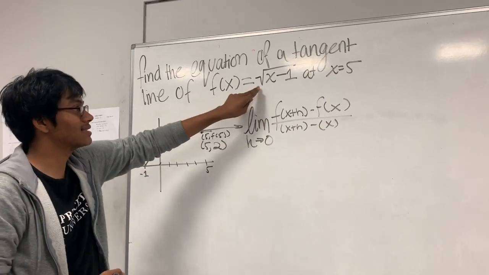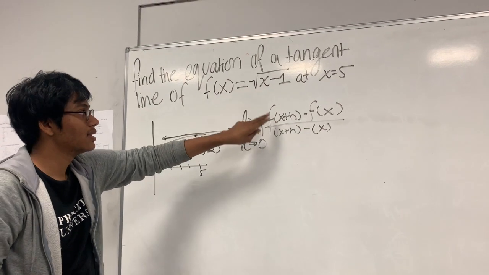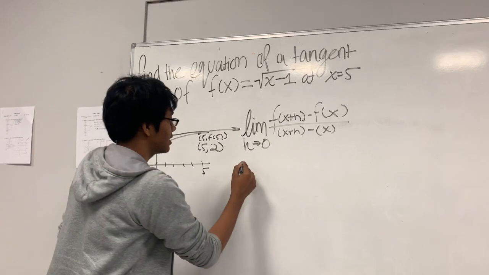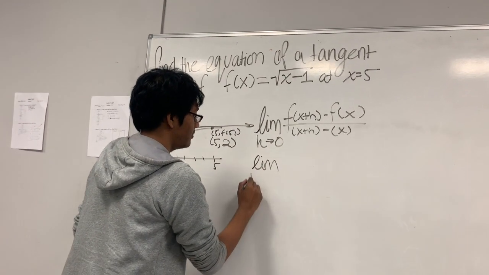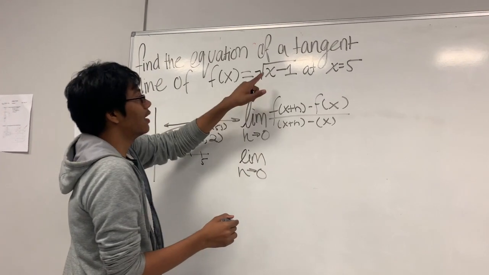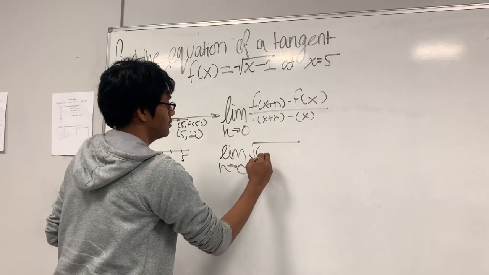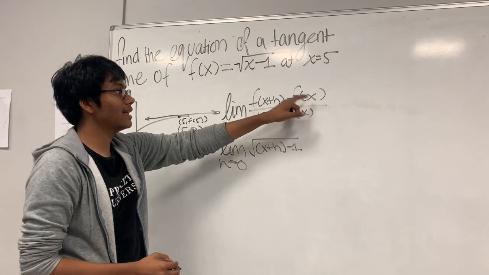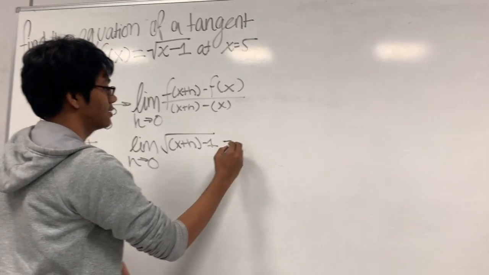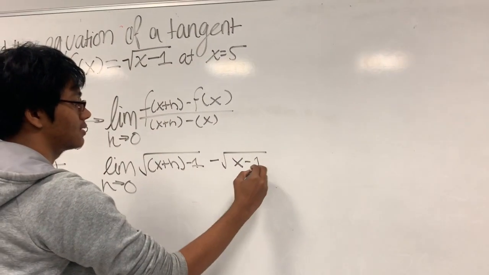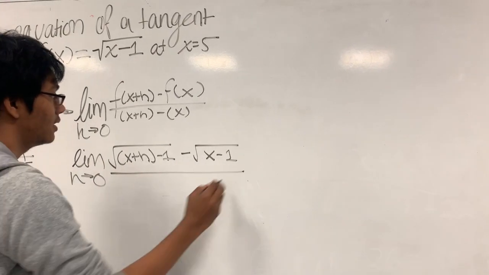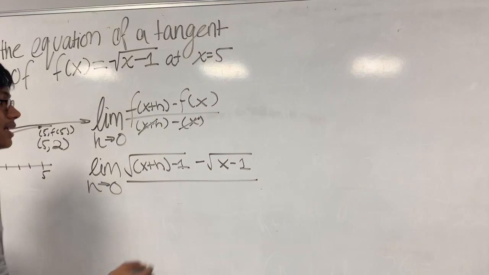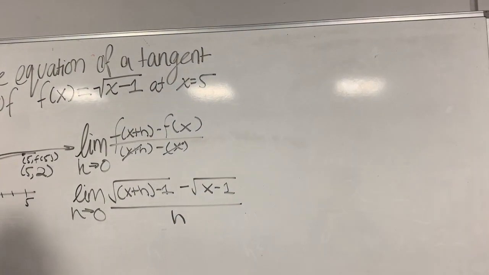f of x in this case is the square root of x minus 1. So instead of x, I'm going to replace x by x plus h. So how does that look? Well, I'll get the limit as h approaches 0 of the square root of x plus h minus 1, and then minus f of x. What is f of x? It's simply the square root of x minus 1. And then if you simplify the denominator, my x's cancel out and I'll be left with an h.